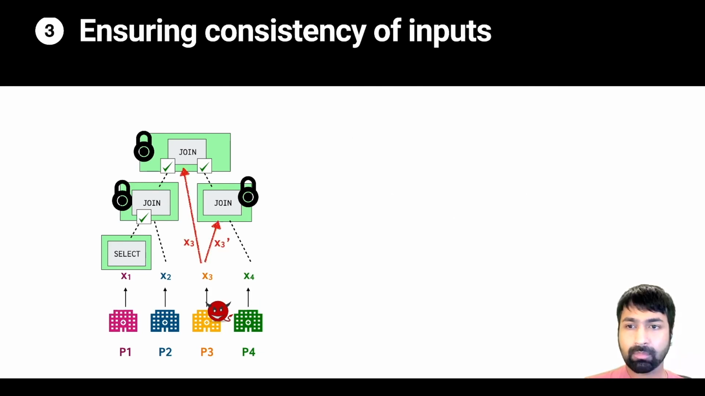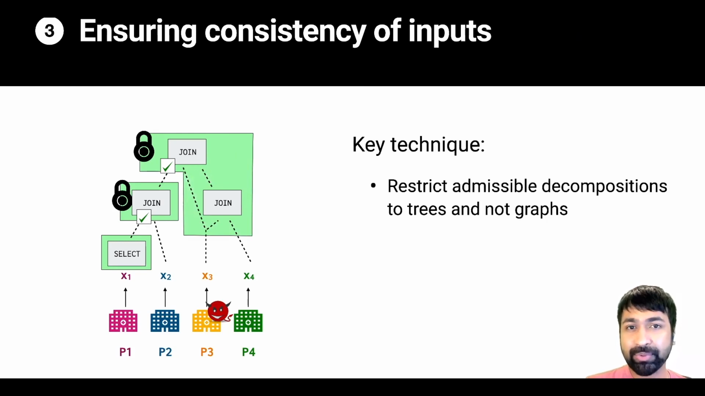Finally, if a party provides the same input to different MPC subcomputations, we need to make sure that the inputs are consistent. For this purpose, we limit the admissible decompositions to tree structures alone and not graphs, which allows us to easily circumvent any potential consistency issues. These three ideas collectively inform the design of Senet's MPC decomposition protocol. And for more details on the protocol's implementation, please see our paper.